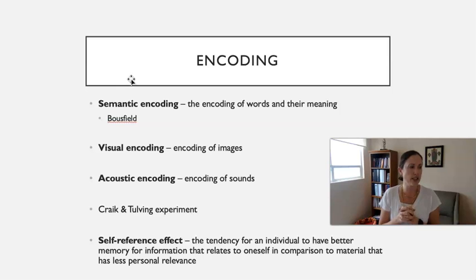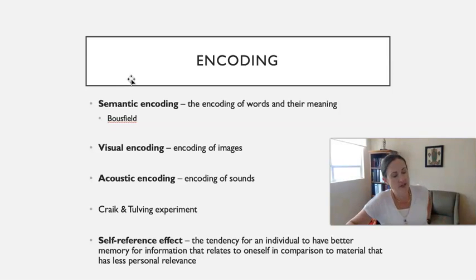Or, you know, little ditties like "I before E, except after C." It rhymes. It's going to help you remember it. You are remembering how that sounds. That's acoustic encoding. Visual encoding is encoding of images. So a picture pops in your head as you're trying to remember it.